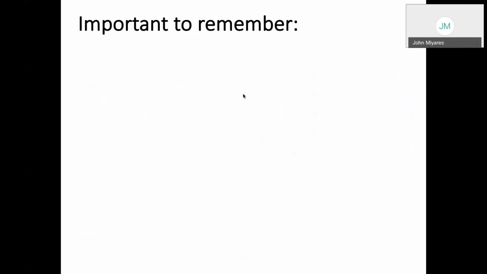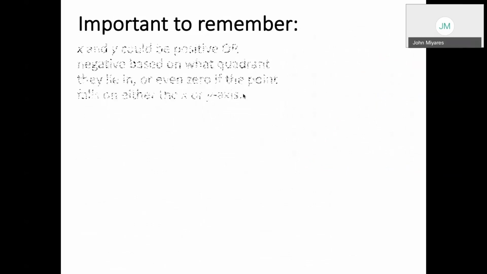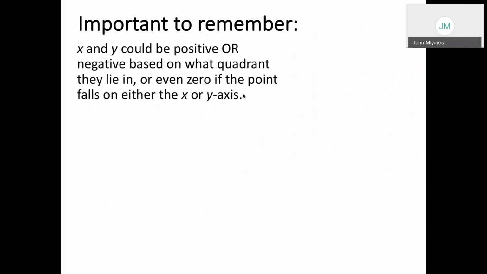Now, when we're working outside of quadrant 1, the concept is the same, but x and y could be positive or negative based on what quadrant the terminal side lies in. Possibly the x and y value could be 0 if the terminal side falls on either the x-axis or the y-axis. So what does that mean for us here?